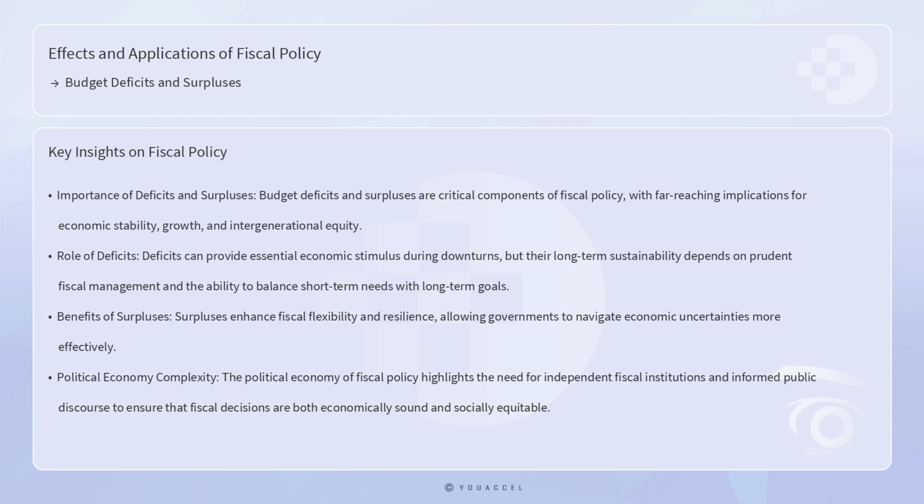The political economy of fiscal policy adds another layer of complexity, highlighting the need for independent fiscal institutions and informed public discourse to ensure that fiscal decisions are both economically sound and socially equitable. The lessons from recent economic crises emphasize the importance of maintaining fiscal discipline and creating fiscal space during times of prosperity to safeguard against future shocks. As such, a nuanced understanding of budget deficits and surpluses is essential for mastering the broader field of fiscal policy and ensuring sustainable economic development.